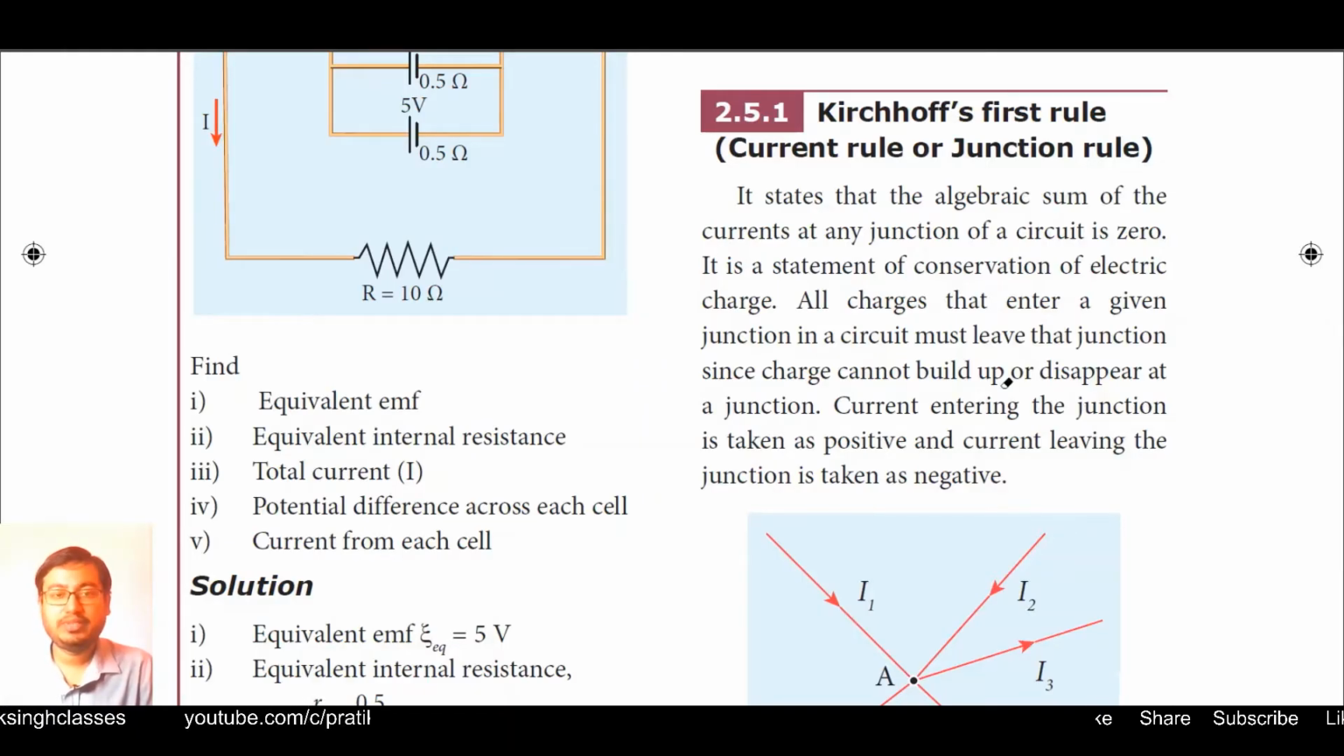In our previous video we studied about cells in series combination and parallel combination. That was Section 2.4.3 and 2.4.4. In this video we will start Kirchhoff's first rule. Basically it is Kirchhoff's rule, and two rules are there. We will see that one by one.